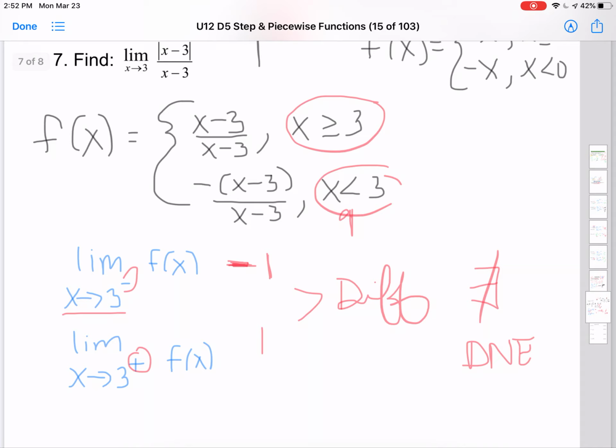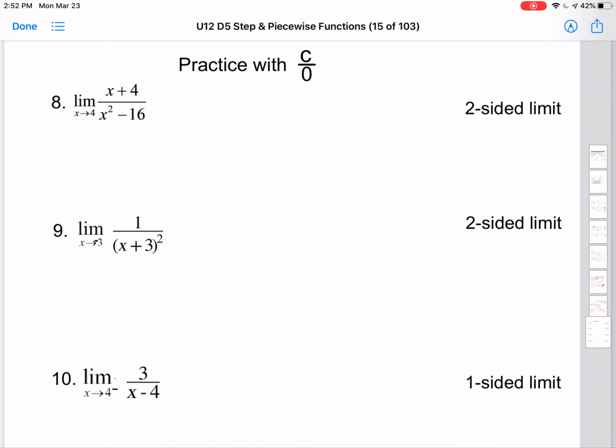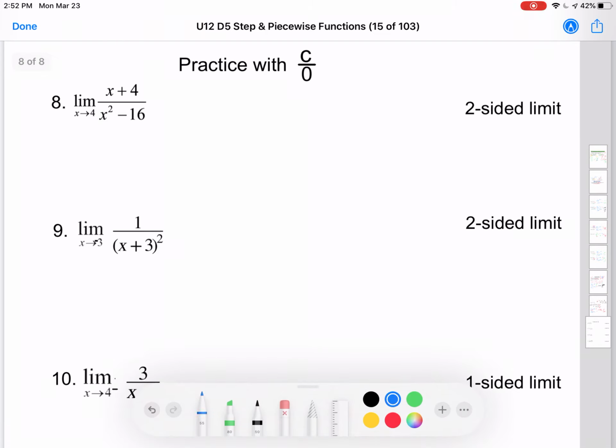Now, the rest of this lesson is just like review that I would have done at the end of class. When we finished the lesson, I would have let you just practice a little bit. So we can just practice a little bit together. So let's see what we got here. All right, so this is practice with c over 0.